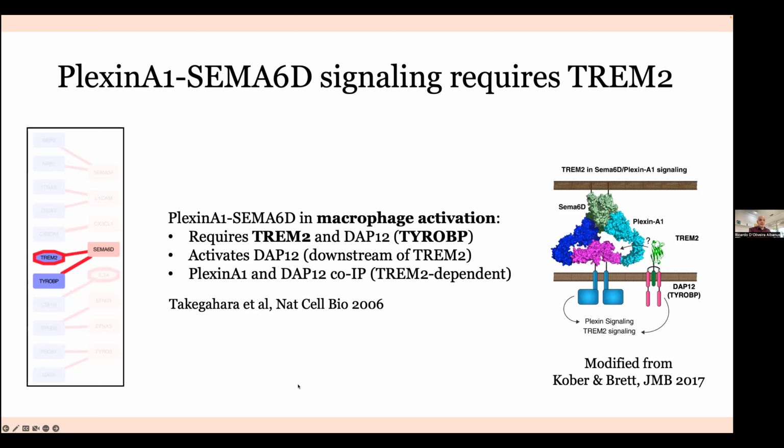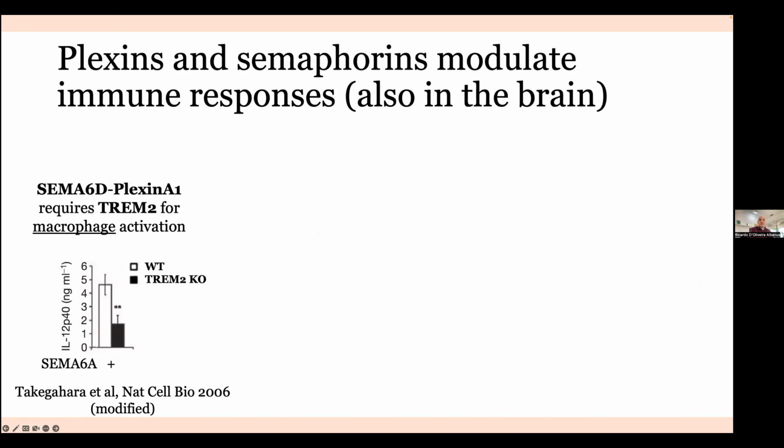Yes. So the cool thing, keep in mind here, is that using co-immunoprecipitation, they found that TREM2, DAP12, and plexin A1 likely form a complex, which I'm showing on the right. So we think we're picking this up. And more broadly, plexin semaphorin signaling has been implicated in immune modulation. So there's a TREM2-dependent role in macrophage activation that I mentioned in the previous slide.